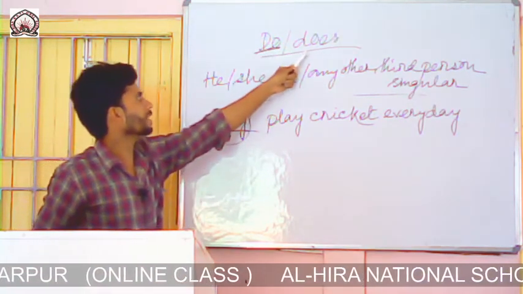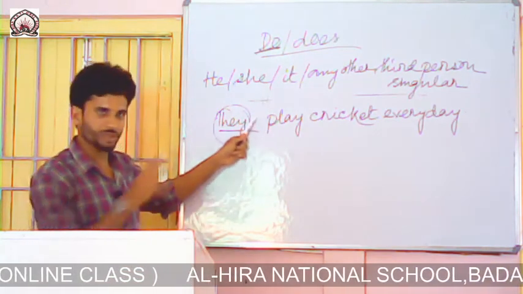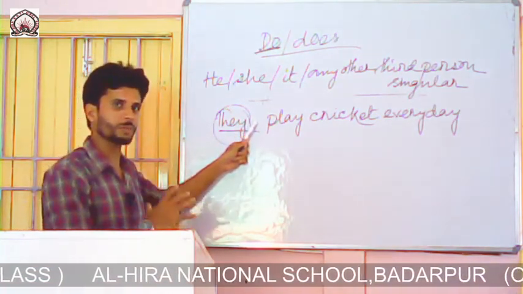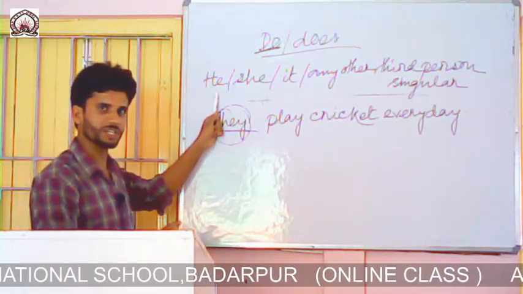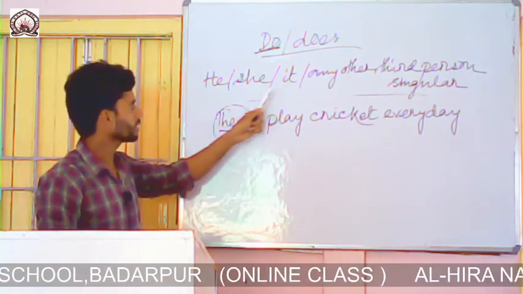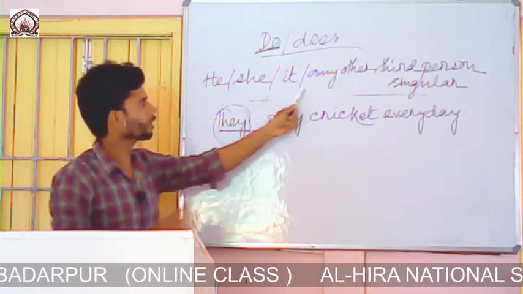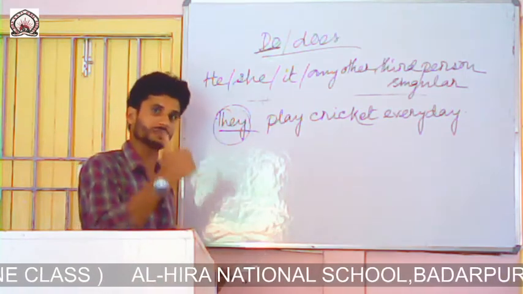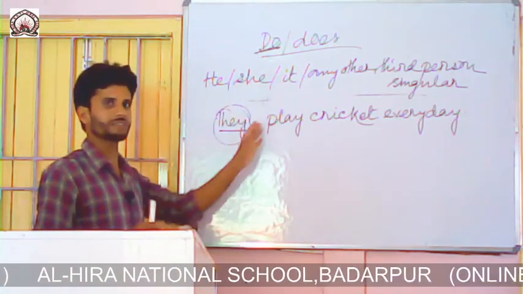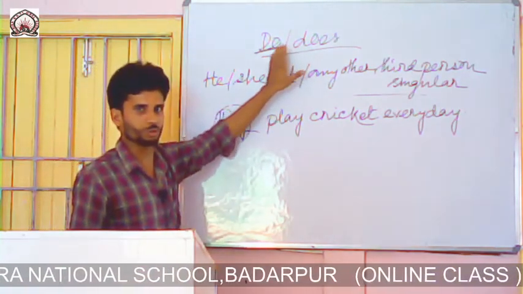And when to use does? When in present indefinite tense, in simple present tense, the subject is third person singular, like if the subject is he, if the subject is she, if the subject is it, or any other third person singular, name of a person, name of anything, third person singular. In that case we shall use does, not do.